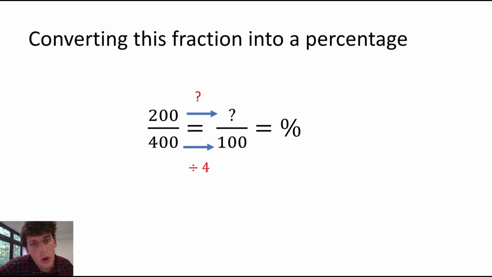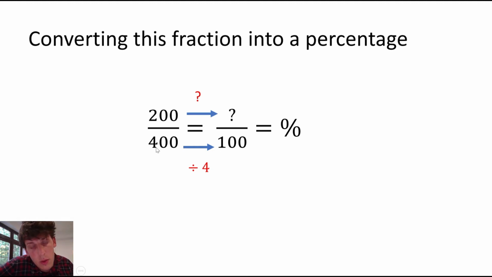And let's now go on to our next test score. So my next test score was 200 out of 400. So 200 over 400. Okay. Now, what I need to do is convert this fraction into a percentage. Okay. How do I convert this fraction into a percentage?